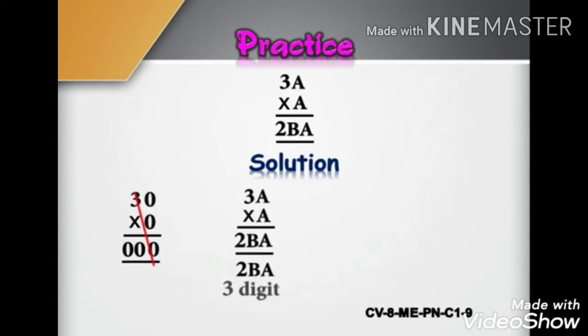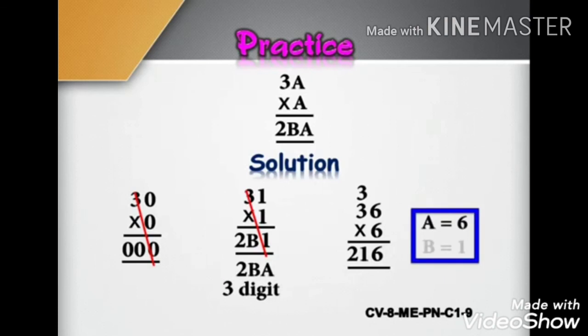Step 2. 2BA in the product is a 3-digit number, hence A cannot be 1. Similarly, A cannot be 5 since 35 into 5 is equal to 175, but we have 2 in hundreds place. Hence, the only possible value for A is 6. Now, 3A into A becomes 36 into 6, which is equal to 216, which satisfies the product 2BA. Hence, A is equal to 6 and B is equal to 1.